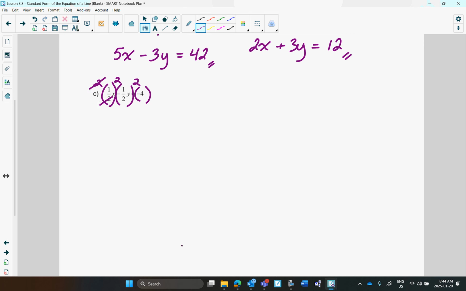So the 2's cancel there, and I'm left with 1x or just x. The 2's cancel there, and I'm left with minus 1y or just minus y. And on the right-hand side, there's no canceling, so just 2 times negative 4 gives me negative 8. Okay.